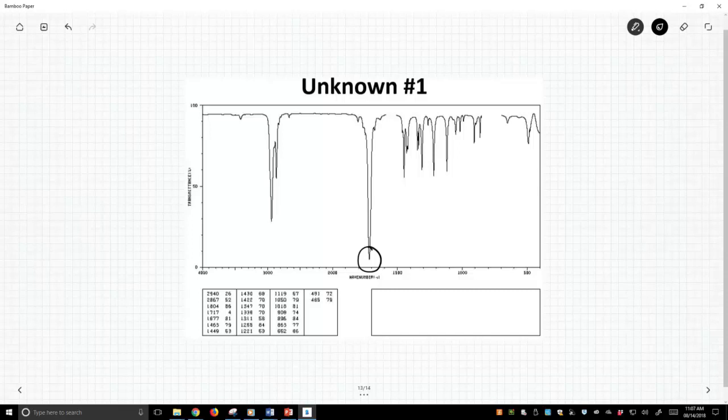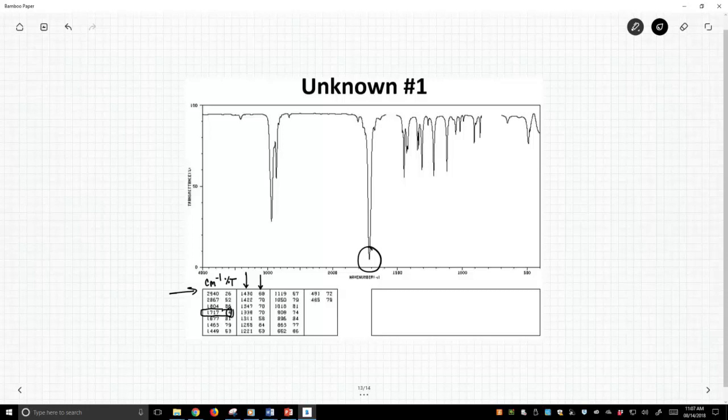So anytime I give you an IR spectrum, it's going to have a table with the peak information. And so that's all this data right here. This is the position of the peak in inverse centimeters, and this is the percent transmittance. There are several columns that show the position of the peak on the x-axis and then the intensity on the y-axis.